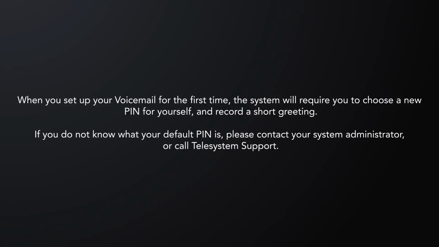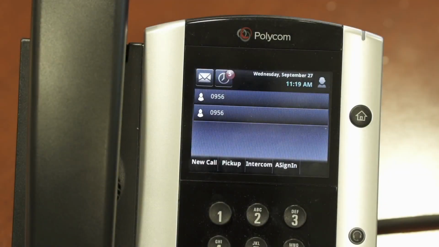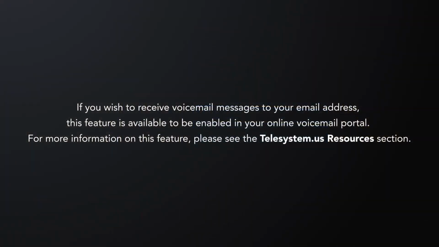While you're navigating the voicemail system, the system will speak a list of options with the associated key presses to navigate to each. Simply listen for the desired function, then press the associated key. For a map of all of the available options, please see the telesystem.us resources section.